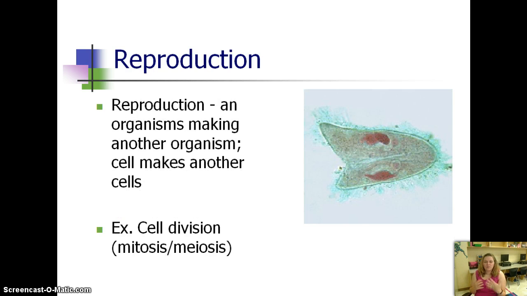Now, reproduction. Reproduction is any time that we make another organism or when we make another cell. And we do this through cell division. It could be mitosis or meiosis. And again, we're going to have a whole unit on this. Are you starting to see the trend here?